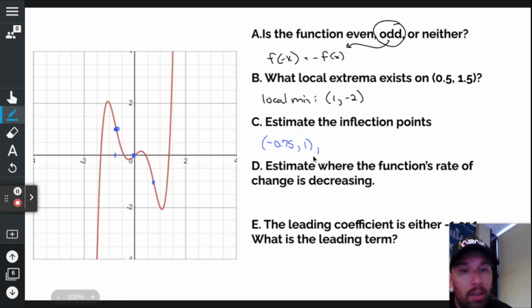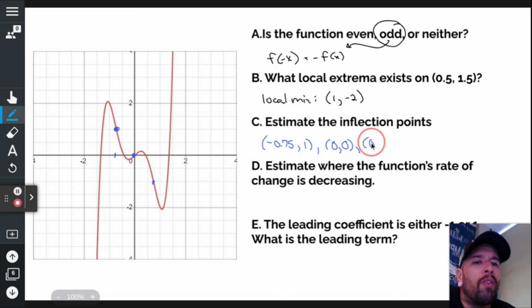That is a point and not an interval, so I'm not going to do the union sign. Another point is going to be 0, 0, kind of obvious. And this guy would be the opposite, which appears to be 1.75 down to negative 2. So regular 0.75, not 1, 0.75 down to negative 2. That's what my inflection points seem to look like.